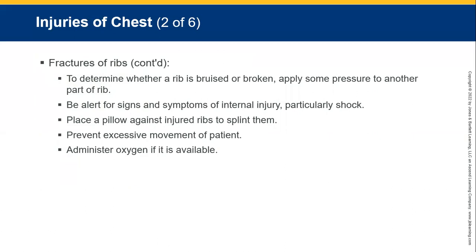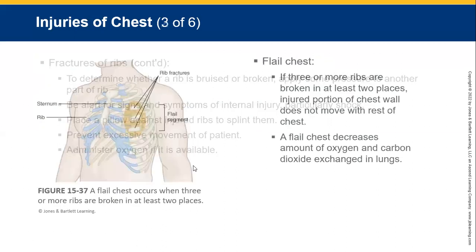Be alert for signs and symptoms of internal injury, particularly shock. Place a pillow against the injured ribs and splint them. Prevent excessive movement of the patient. Administer oxygen if necessary and if it is available.